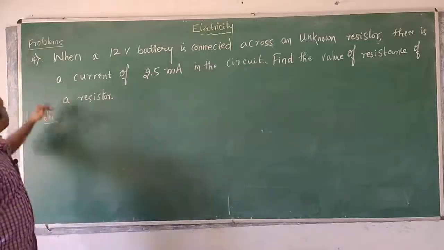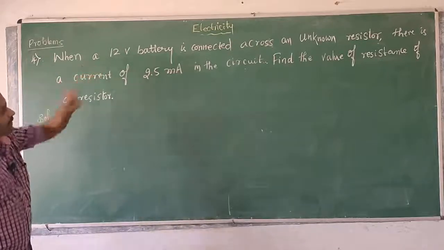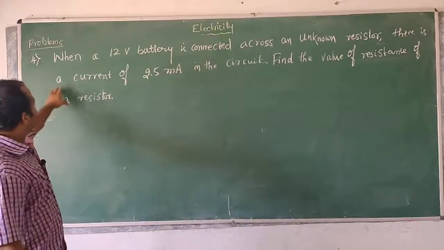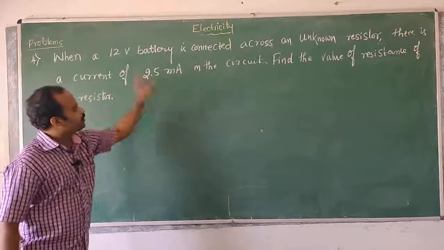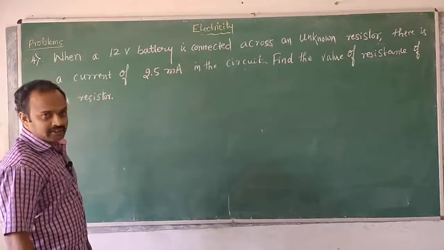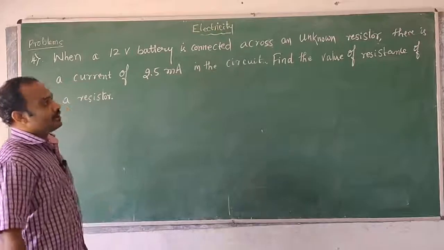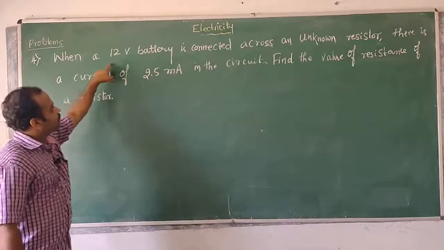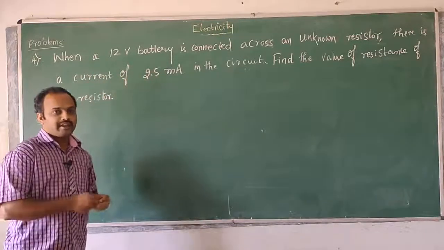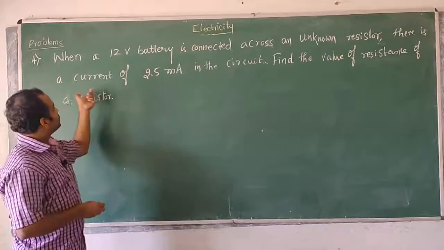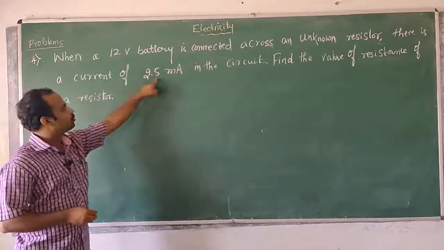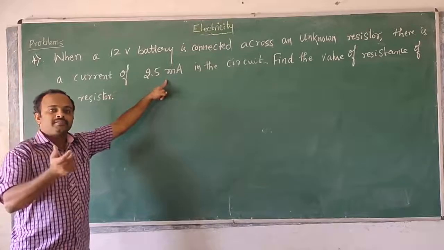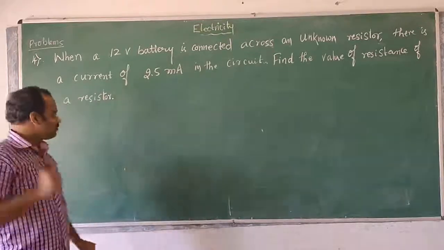The next problem: when a 12 volt battery is connected across an unknown resistor, there is a current of 2.5 milliampere in the circuit. Find the value of the resistance of the resistor. Here, a 12 volt battery is connected to an unknown resistor, and 2.5 milliampere current flows in the circuit. We have to find the resistance of that unknown resistor.